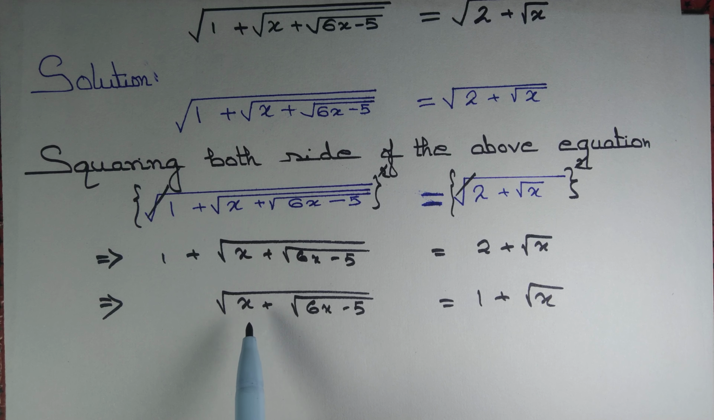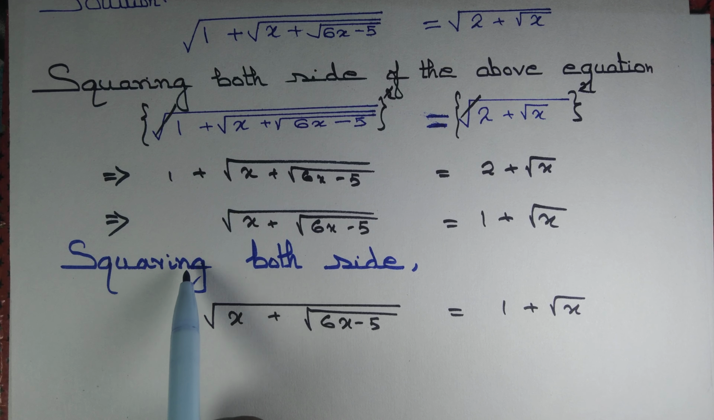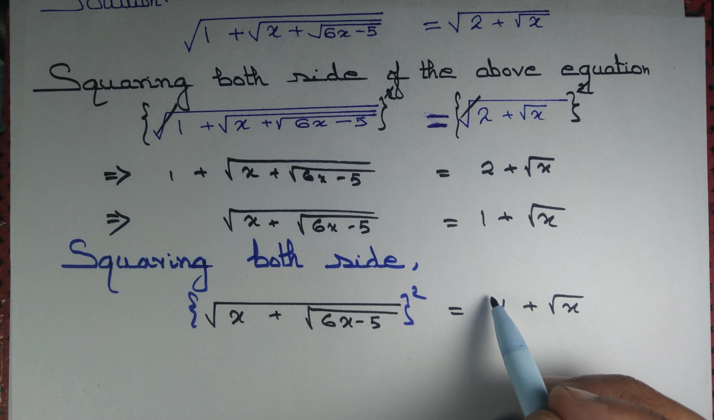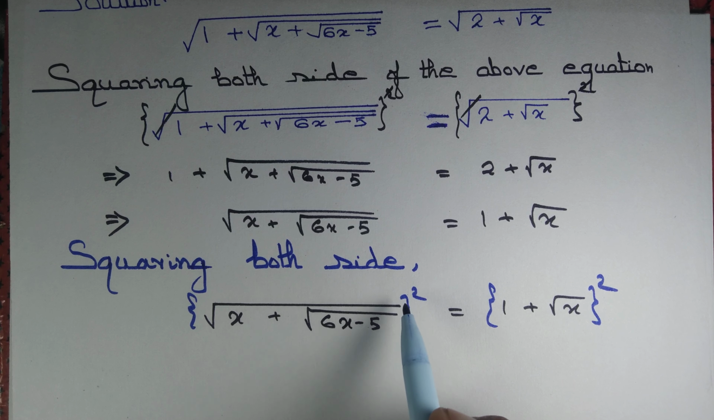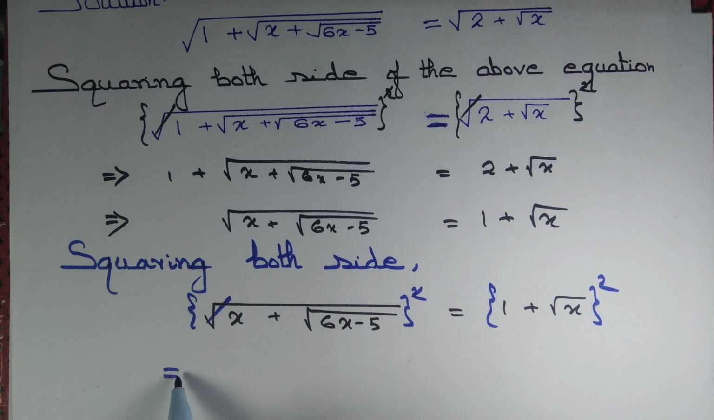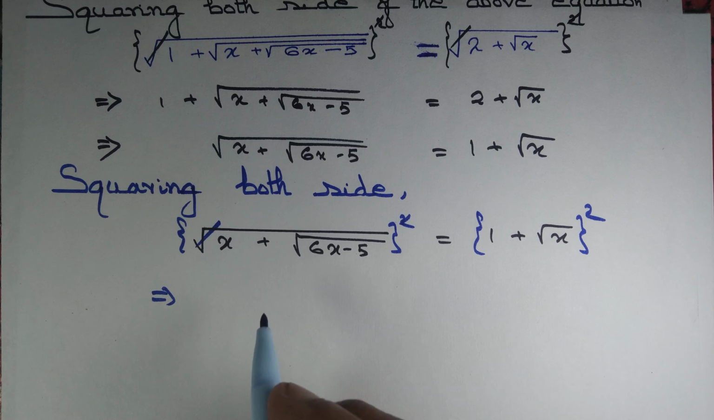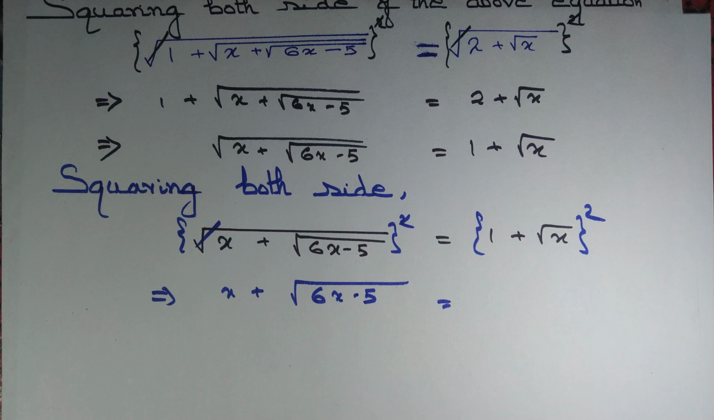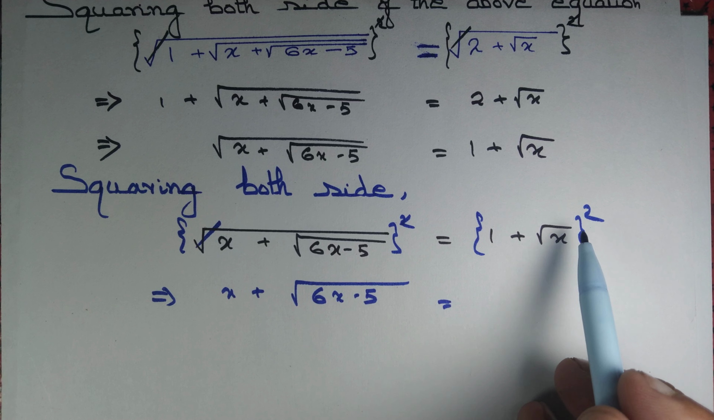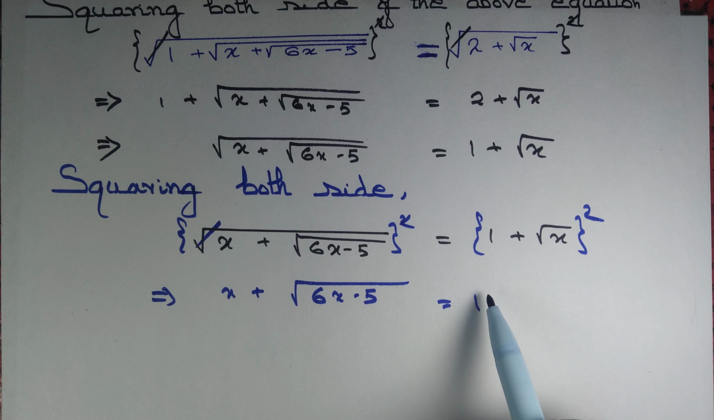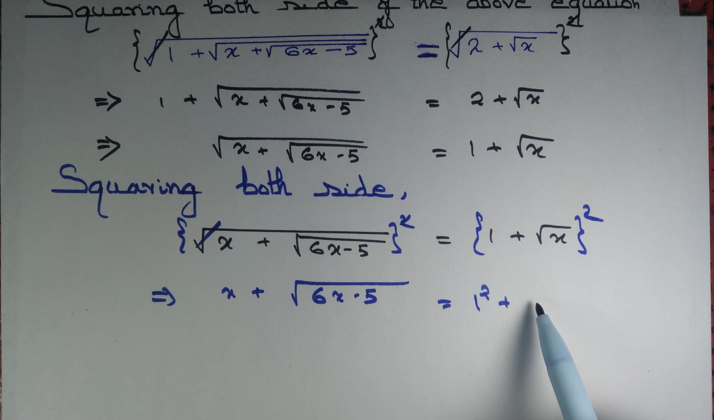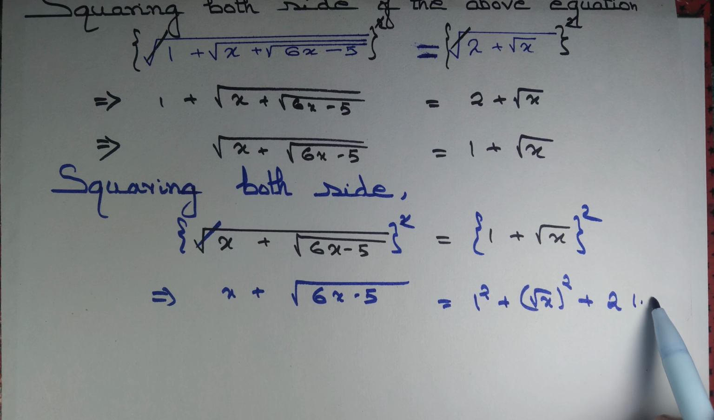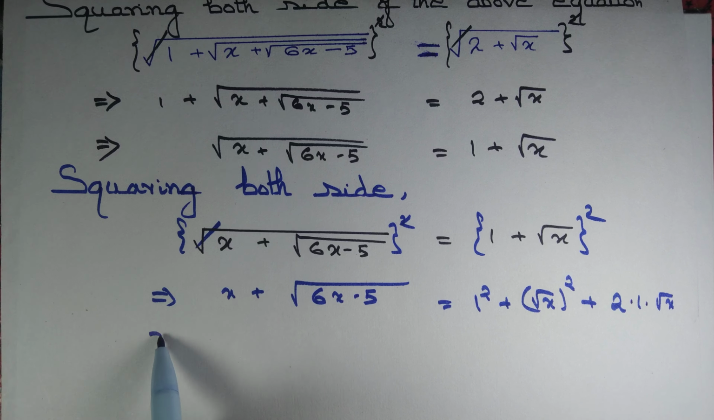Okay, let's square both sides once again. So squaring both sides, left hand side we square it and right hand side we square it. Again, root and square will get cancelled. So you'll be left with x plus square root of 6x minus 5 equal to, this is an expression of the type a plus b whole thing square. That's equal to a square plus b square, so root x whole thing square, plus 2ab, 2 into 1 into root x.